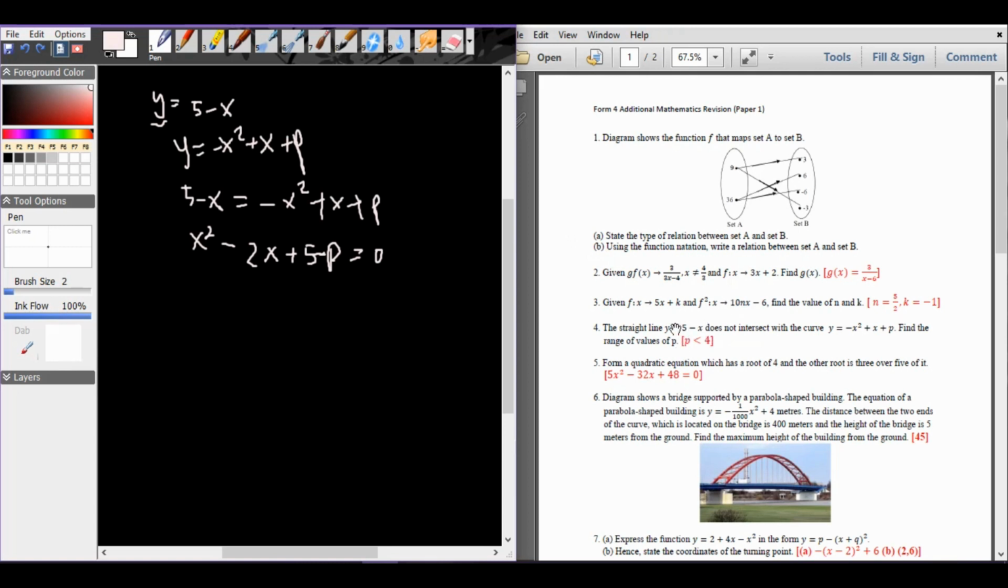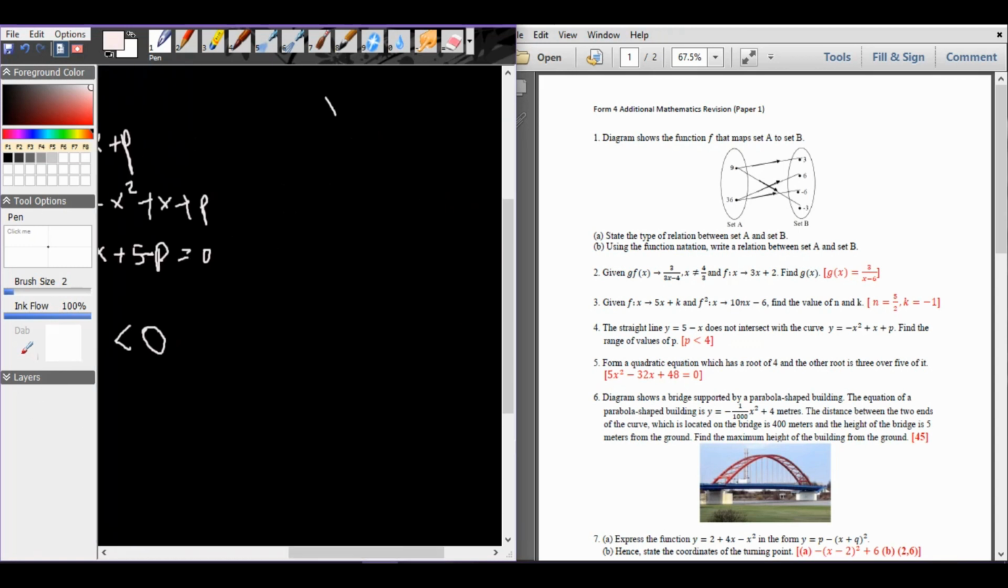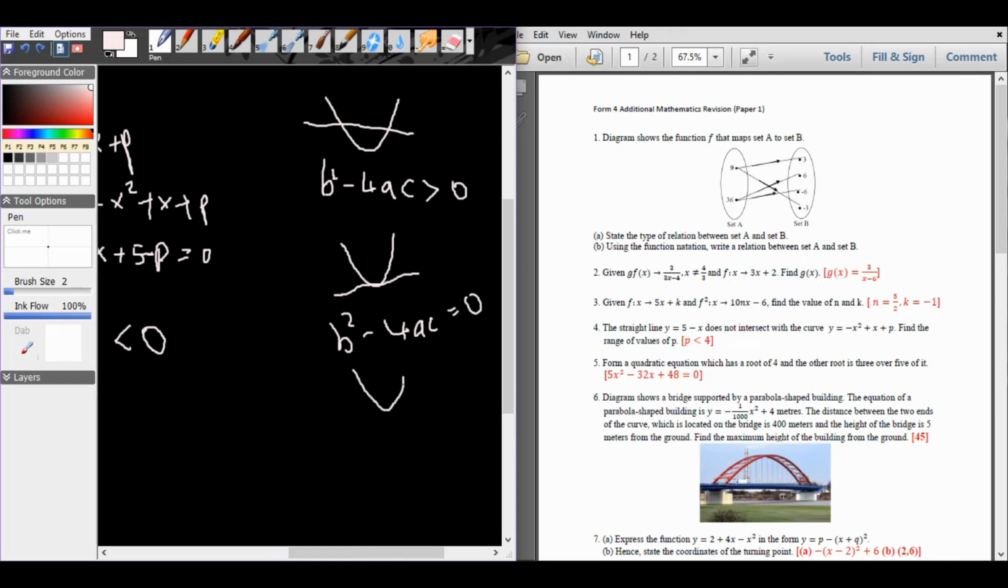The question states that this straight line does not intersect with the curve. So for does not intersect, we use the equation b squared minus 4ac less than 0. Okay, so remember this. If the straight line intersects the curve, then we use b squared minus 4ac greater than 0. If the straight line only touches the curve at one point, then we use b squared minus 4ac equals to 0. If the straight line does not touch the curve at all, then we use b squared minus 4ac less than 0. So for this question, we are using the third one.